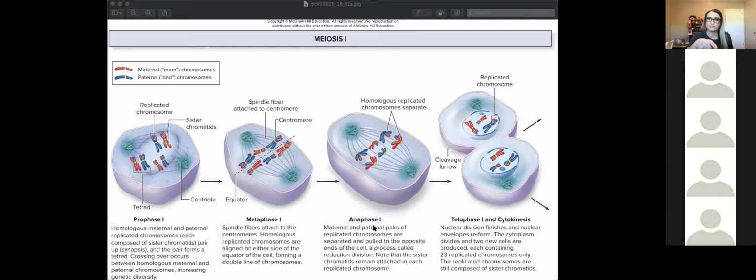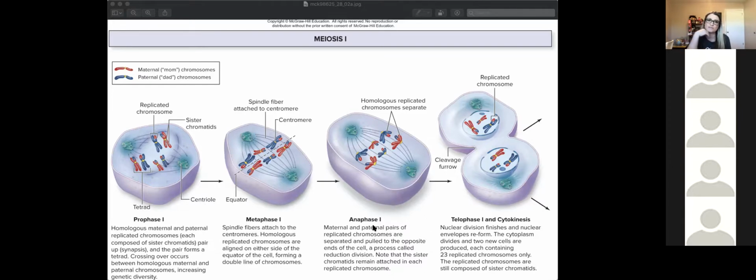Meiosis is going to result in 4 non-identical haploid cells. So all of those words are different except for the last word, cells, right? So meiosis results in 4 non-identical haploid cells. That's the major difference between these 2 processes.